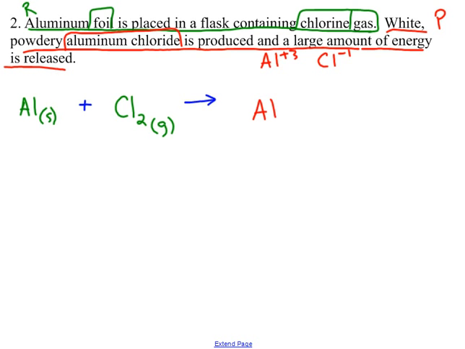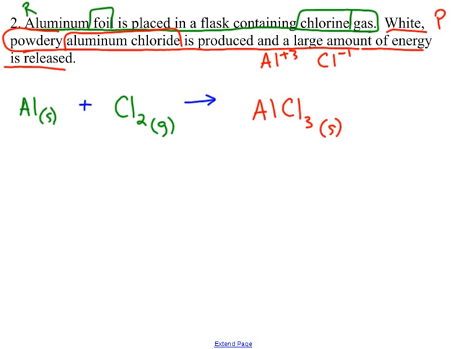Crisscrossing, that formula becomes AlCl3. Okay. So it is a white powdery substance. Powdery indicates that this is a solid, so we're going to include it as a solid.